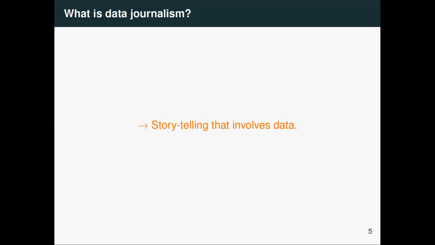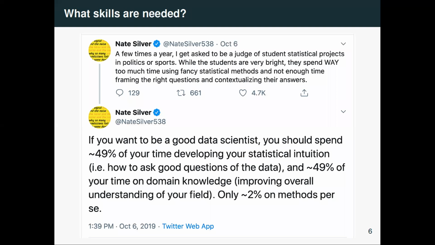Now, what skills are those? Well, I want to bring up this tweet from my former boss at FiveThirtyEight, Nate Silver. This tweet was from October of last year, but I find it extremely relevant still. And in it here, Nate contends that in order to be a good data scientist or a good data journalist, one should spend most of their time honing their statistical intuition and domain knowledge, and only a small part of the time on methods per se.